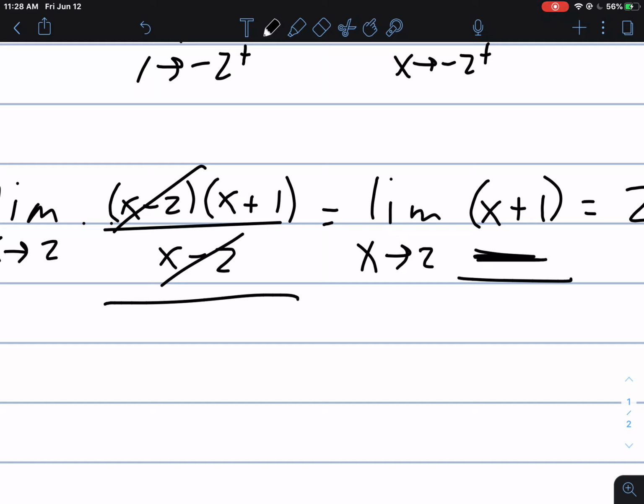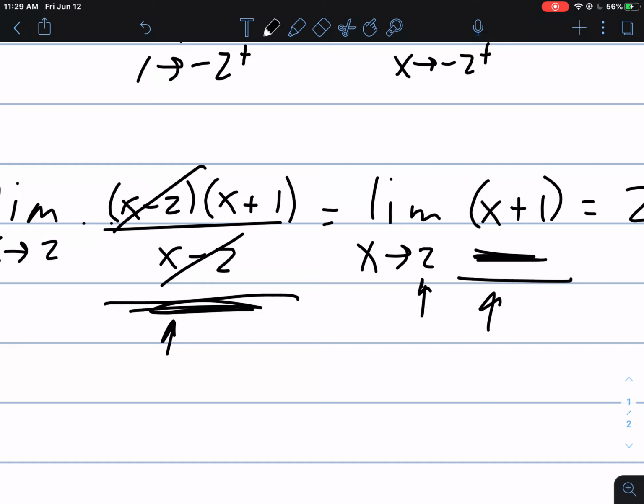This is a simplified version of this one. They are exactly the same everywhere except at x equals 2, right? Because that function on the left is undefined when x equals 2. This one is defined when x equals 2, right? So they're not the same function exactly, but they are exactly the same everywhere except at 2.